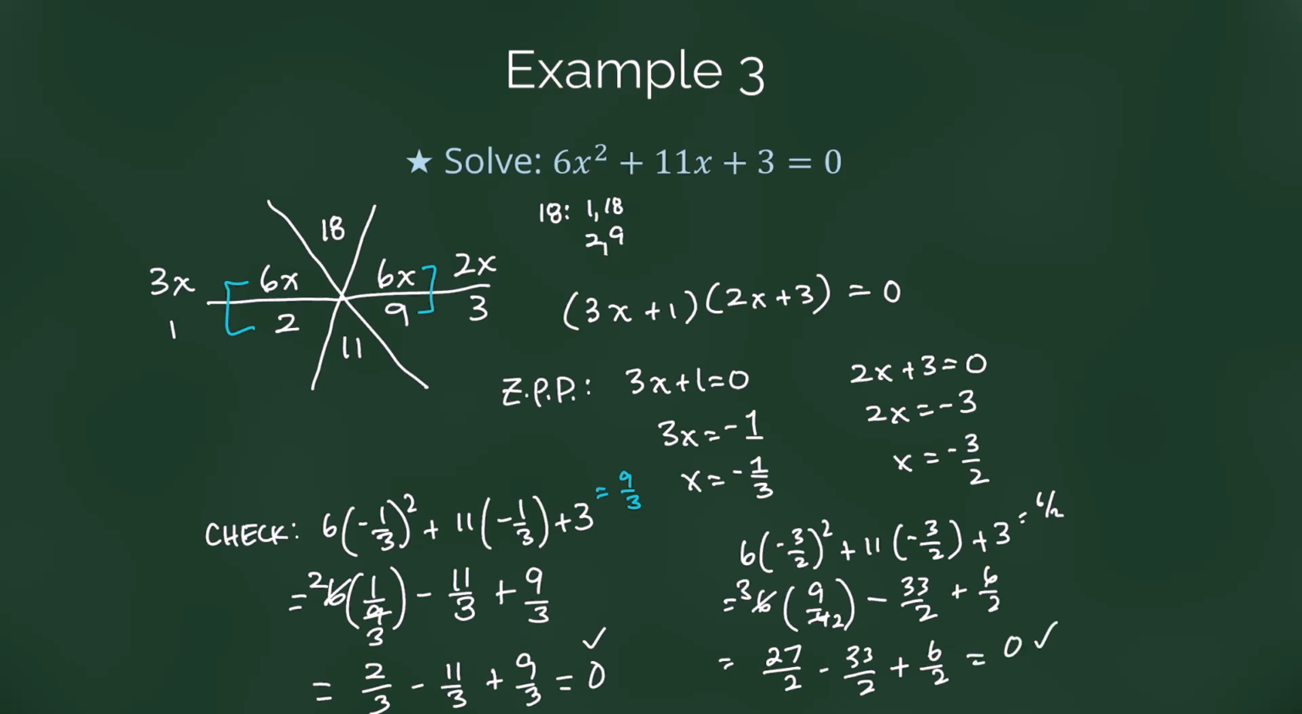And these have both checked. So our solutions are the set, again, terrible bracket, negative 1/3, negative 3/2.